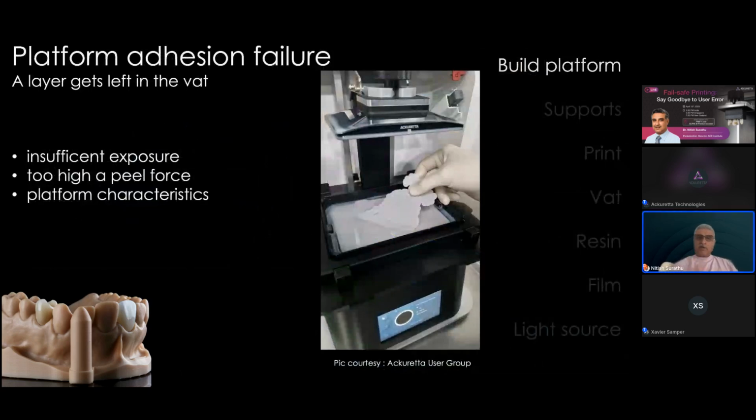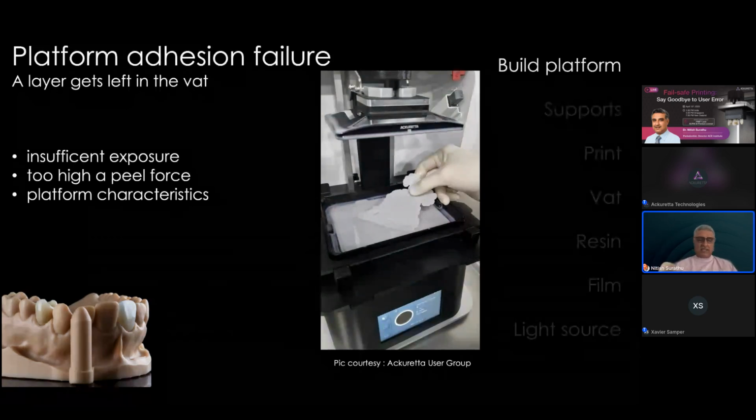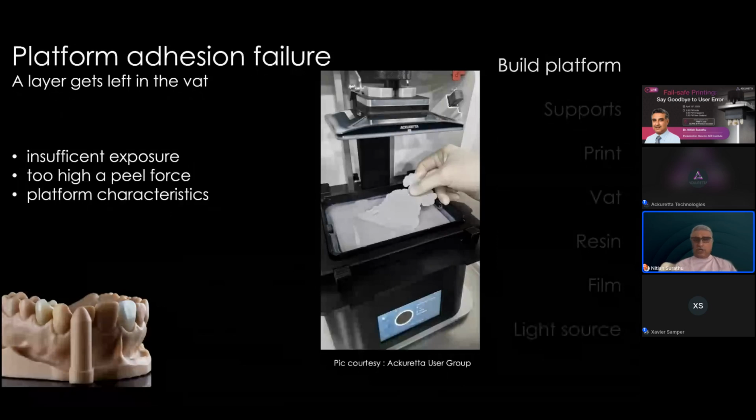The first level of failure that can occur when you are printing occurs at the level of the build platform. Typically, what you see is that at the end of a print, the build platform has come up and there's absolutely nothing on the build platform. It's plain, and you don't see anything stuck to the build platform at all.